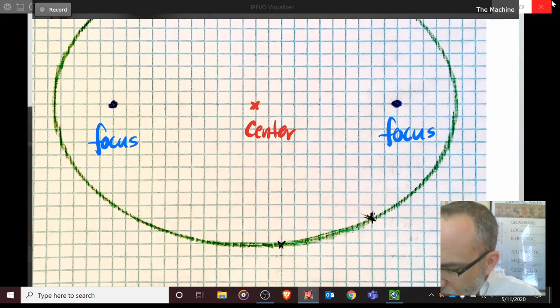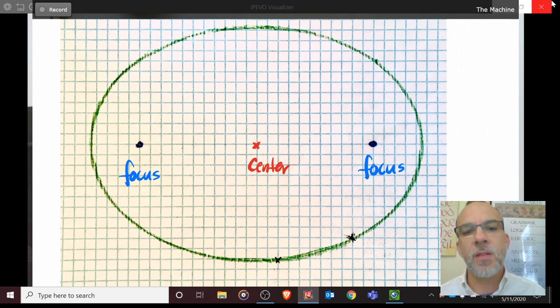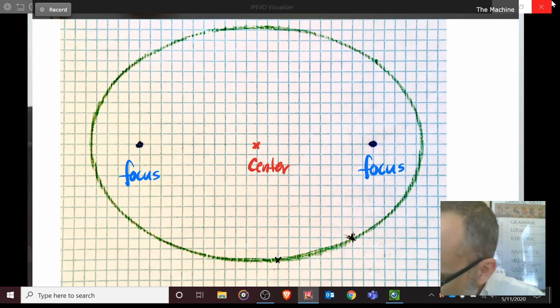Okay, now an ellipse, as we talked about, is longer on one axis than it is on the other one. This long axis has a name, and we're going to do this one first. The longer one should always be the first one that you do.